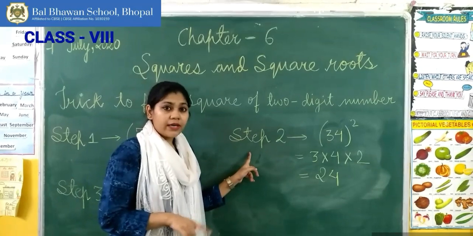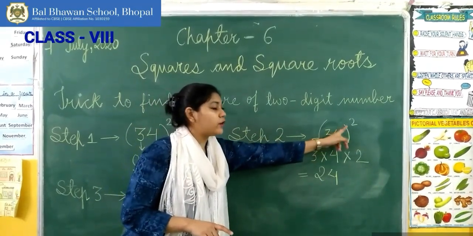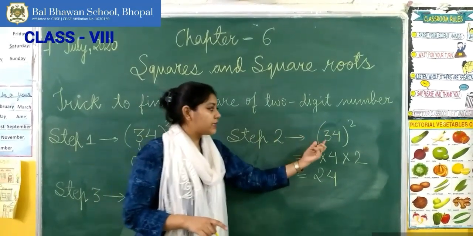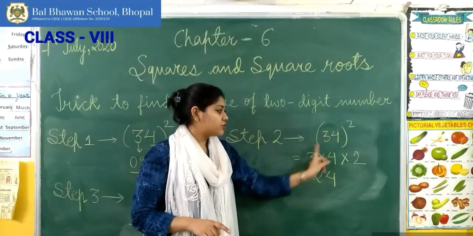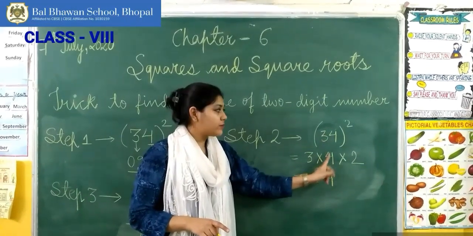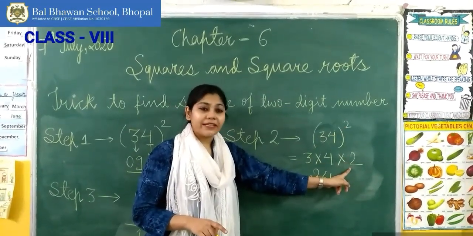Step number 2, here we have to find the square of 34. So again we need to get the product of these digits. So 3 into 4, 12. 12 into 2, 24.